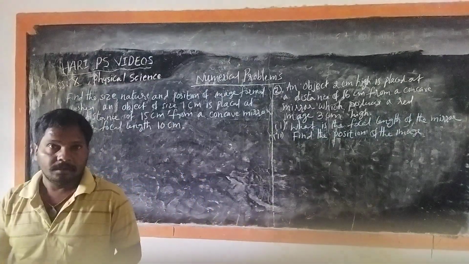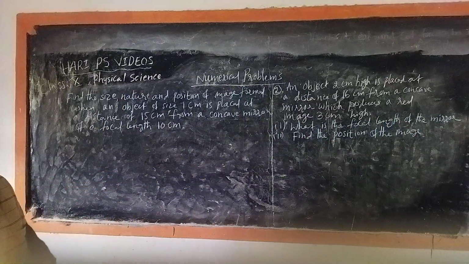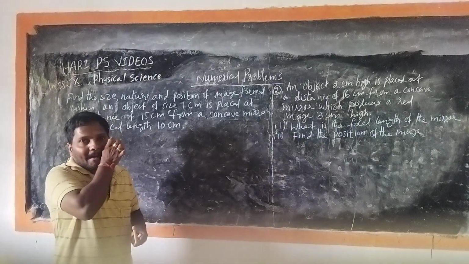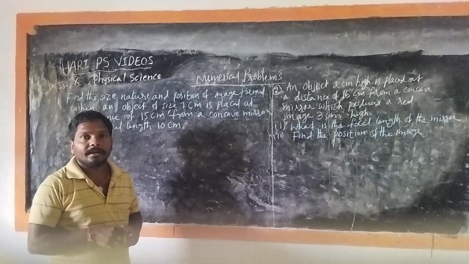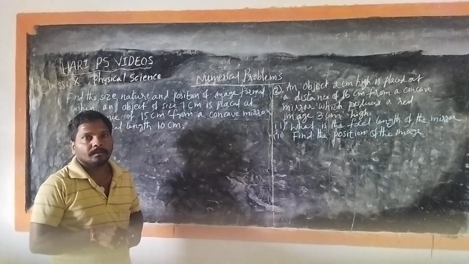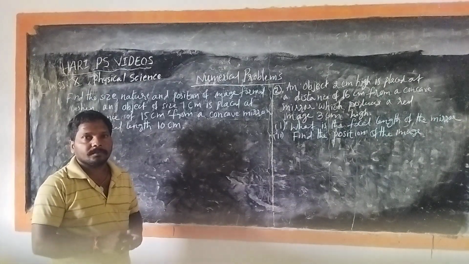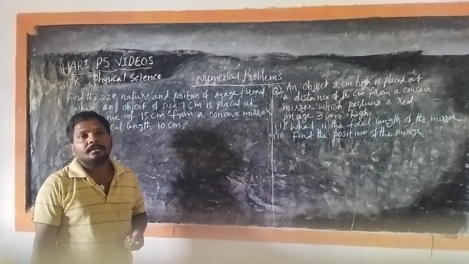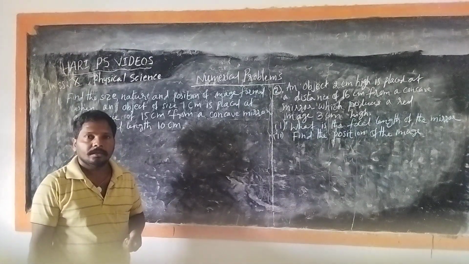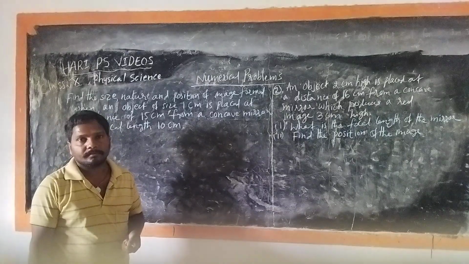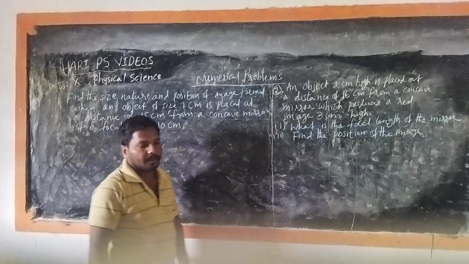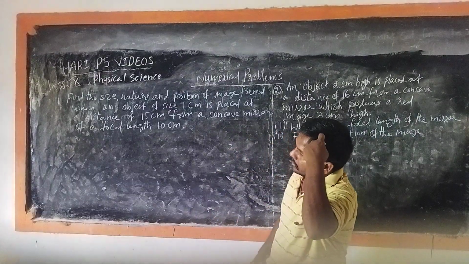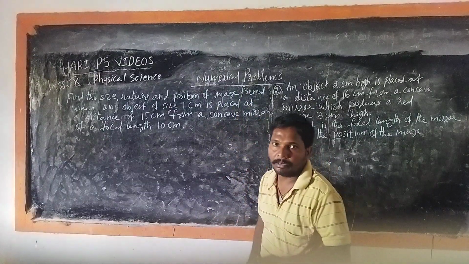In the previous class we discussed the mirror formula, magnification and sign convention rules, and also discussed the formation of an image by a convex mirror. Right? Let us solve some numerical problems.